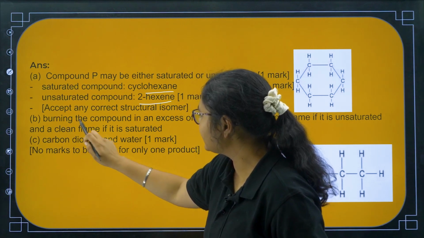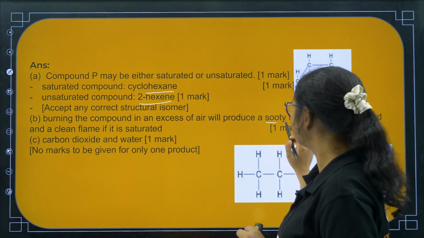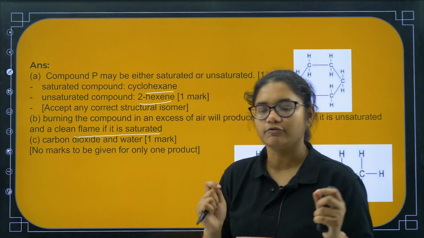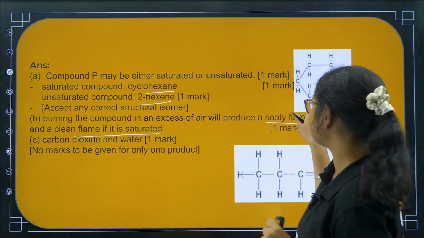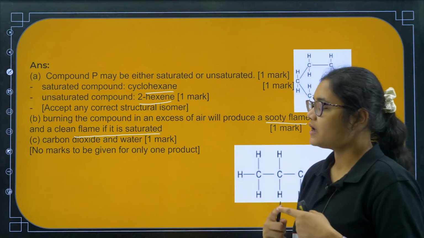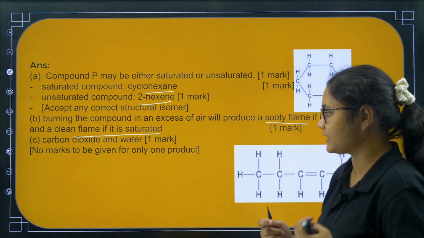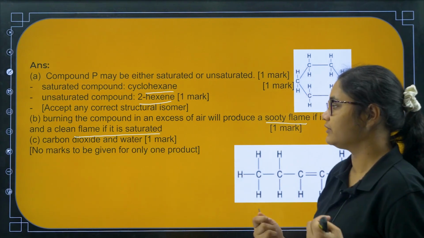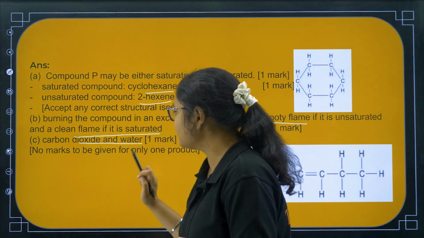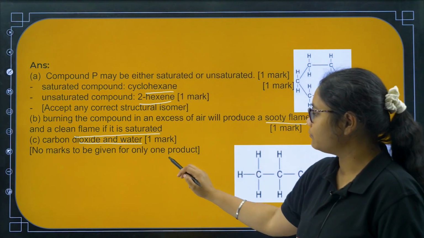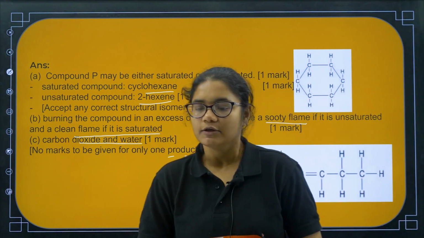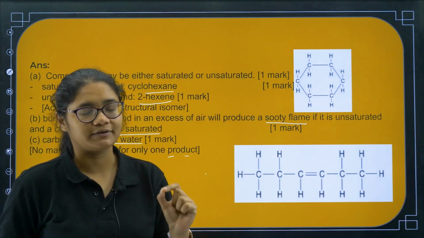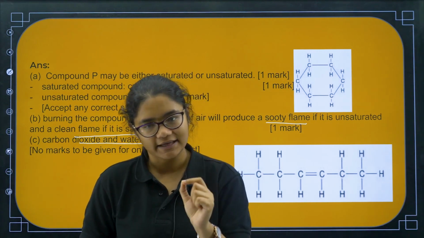Then burning the compound in an excess of air will produce a sooty flame if it is unsaturated, and a clean flame if it is saturated. So you have to mention both the answers. I forgot about mentioning this cyclohexane structure, so you have to mention that also. Now what type of flame will be produced? It can produce the sooty flame if it is unsaturated, and a clean flame if it is saturated. Then what will be the products? Carbon dioxide and water. You have to write both the products, otherwise you won't get any mark. You can write this particular structure, or any other structure is also possible which satisfies the formula of C6H12.